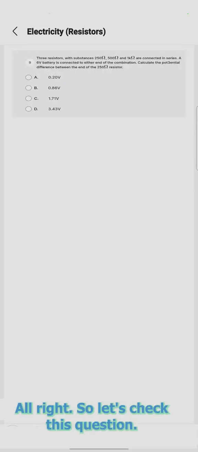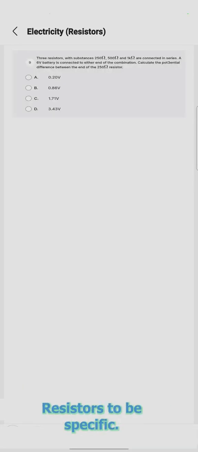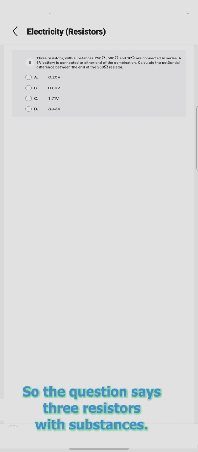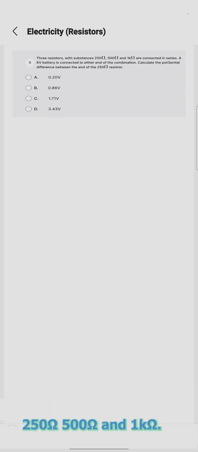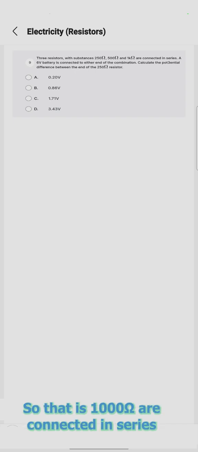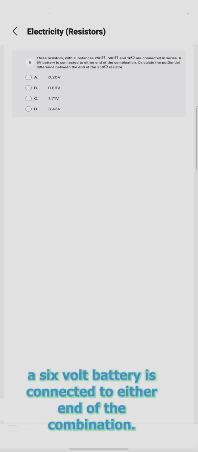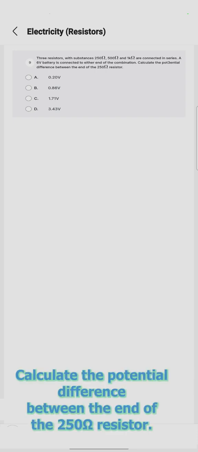All right, so let's check this question. So this question is on electricity, resistors to be specific. The question says 3 resistors with resistances 250 ohms, 500 ohms, and 1 kilo ohms, that is 1000 ohms, are connected in series. A 6-volt battery is connected to either end of the combination. Calculate the potential difference between the ends of the 250 ohm resistor.